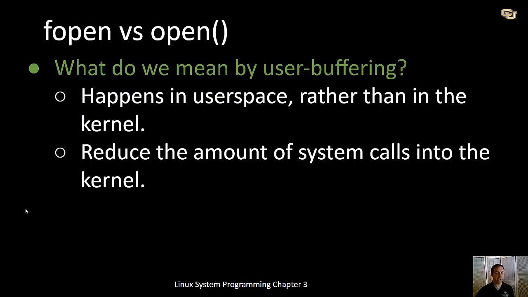But what do we specifically mean when we say user space file buffering? We mean that in the F function cases, that buffering is actually happening in the user space rather than in the kernel. So one benefit there is that you can reduce the amount of system calls made into the kernel. And there's more detail on this again in Linux System Programming Chapter 3 if you want to probe into this in a little more detail.